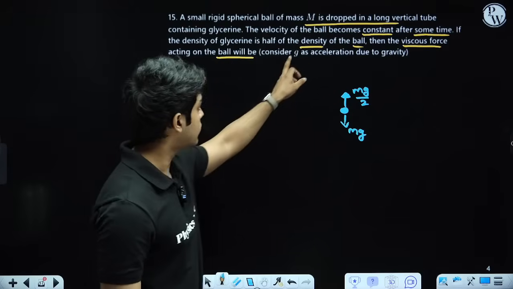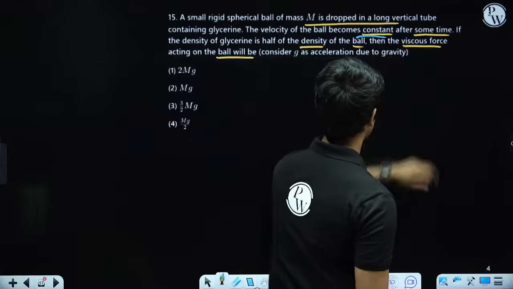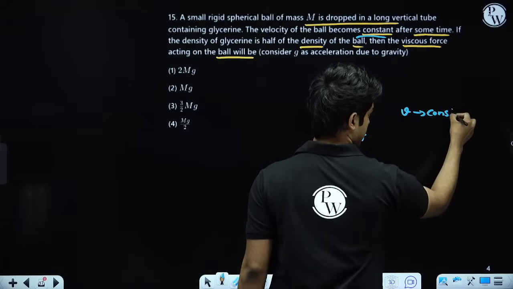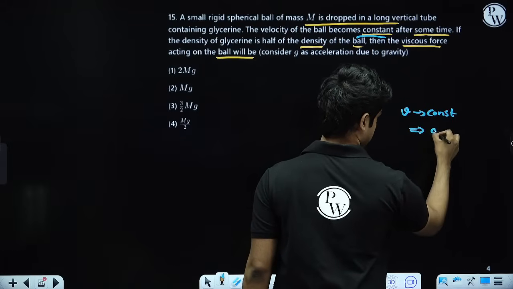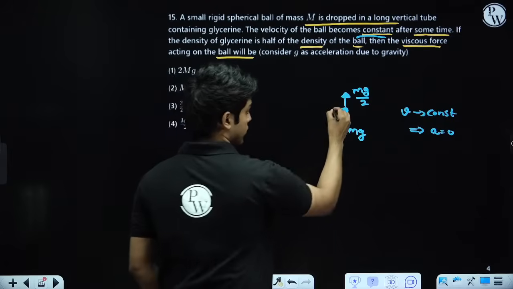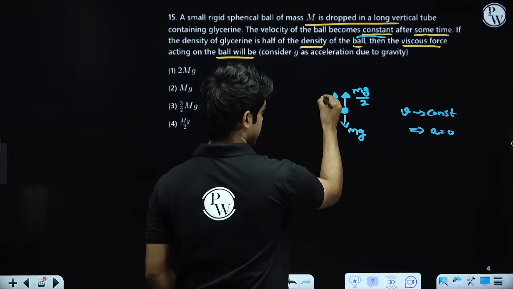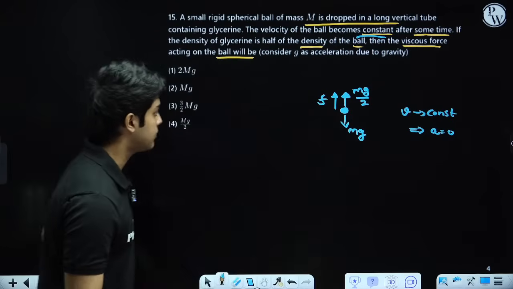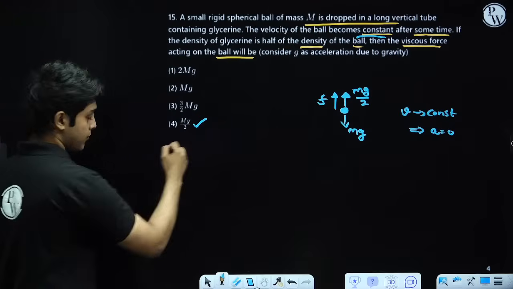Now we know that the ball comes to constant velocity. Velocity constant just implies zero acceleration, so the net force on the ball is 0. So the viscous force, if I call it F, this F plus mg by 2 should be equal to mg, which means F should be mg by 2.